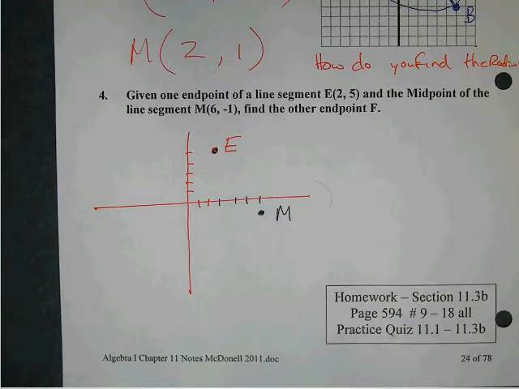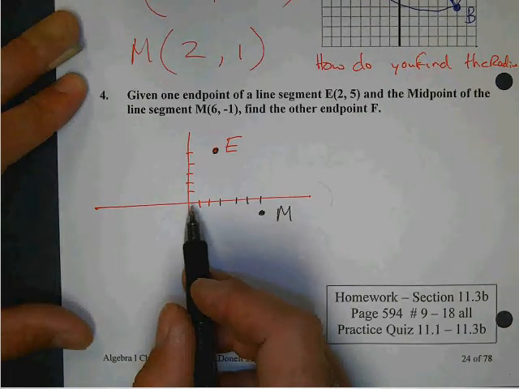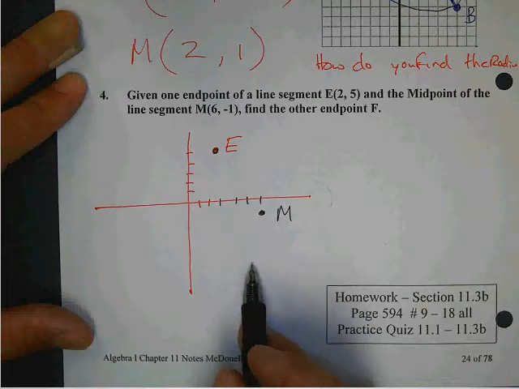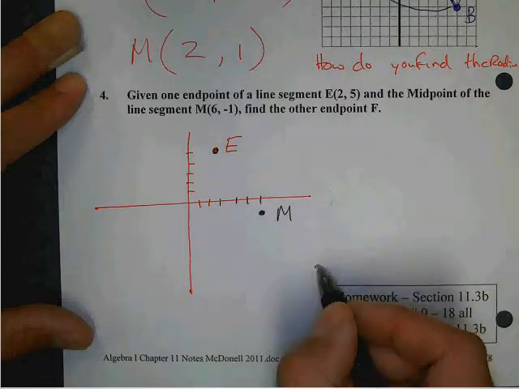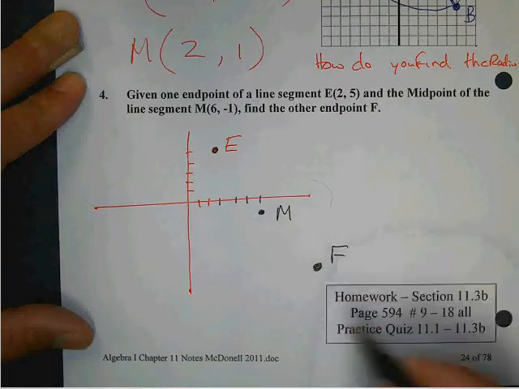Put an X where you think F is. Put an X on the graph where you think F is. Find F. Put an X where you think that is. Where am I going? Someone tell me my pen where to go. Down. Over to the right. Down. Over to the right. Right back up. About here? Yeah. Ballpark, is that about F? If it is, what should M be?